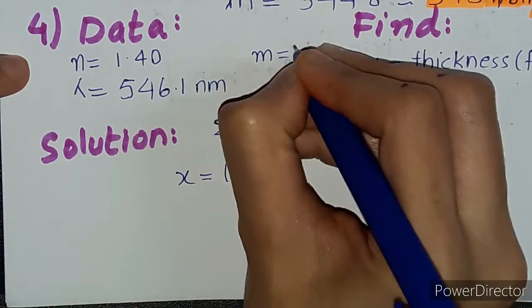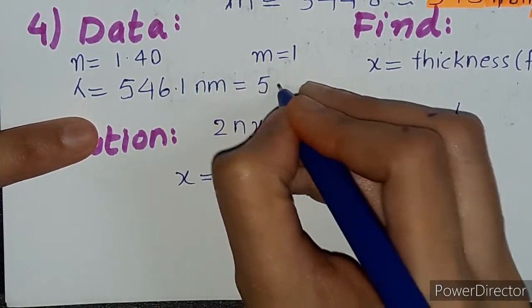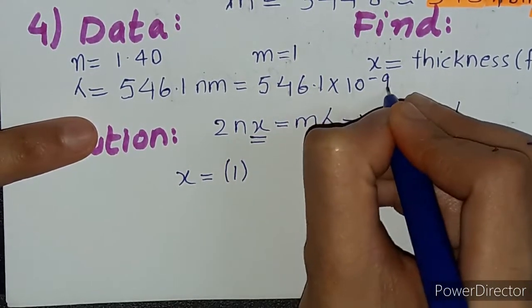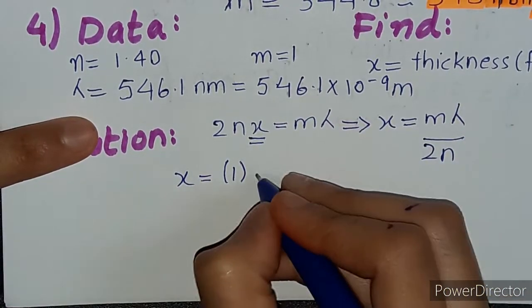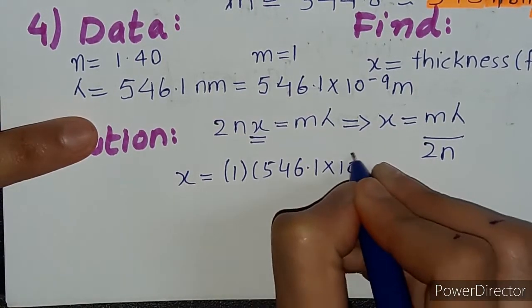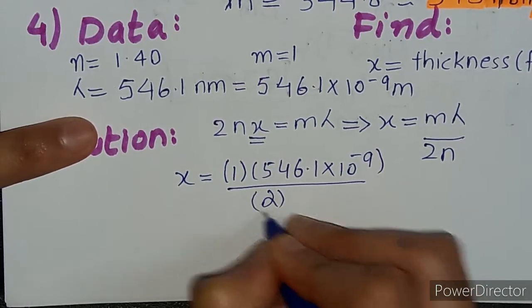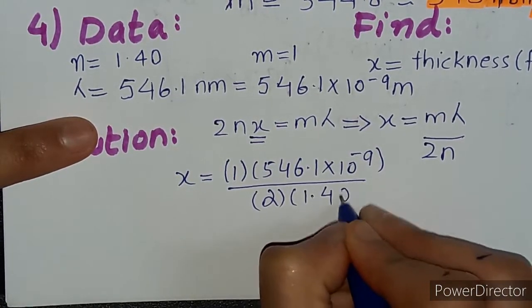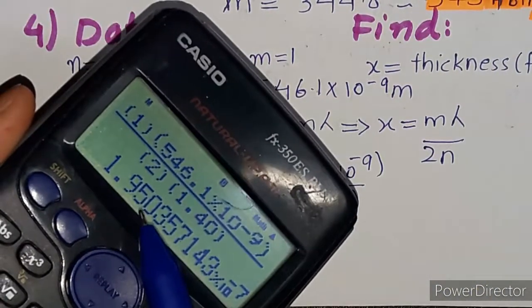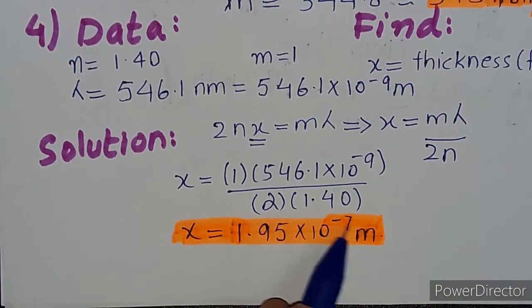m is 1 here, and the value of lambda is 546.1 × 10 raised to power minus 9 meter, divided by 2n, 2 into 1.40. Now solving this, we get the answer 1.95 × 10 raised to power minus 7 meter.